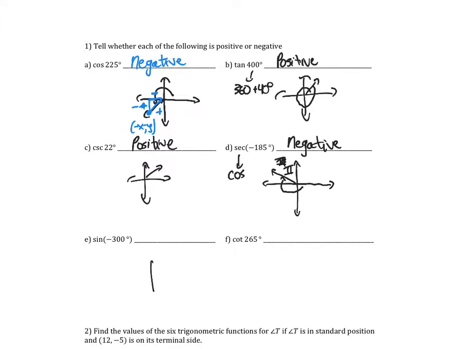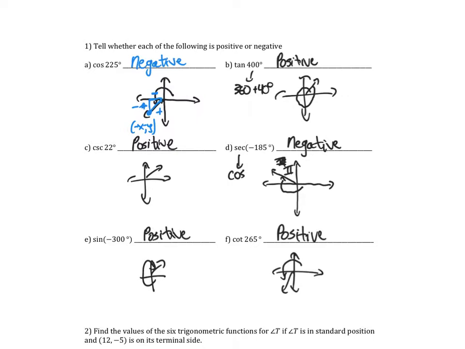Negative 300, sine of negative 300. Negative 300 is going to be in quadrant 1. Quadrant 1, we know everything is positive, so sine must be positive. And then cotangent of 265. 265 is almost 270, not quite. We're in quadrant 3. In quadrant 3, I know tangent is positive, which must mean cotangent is also positive as well.